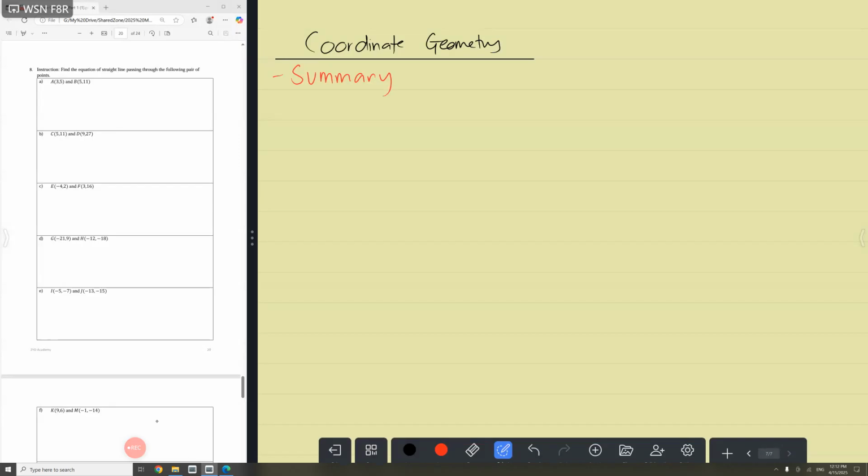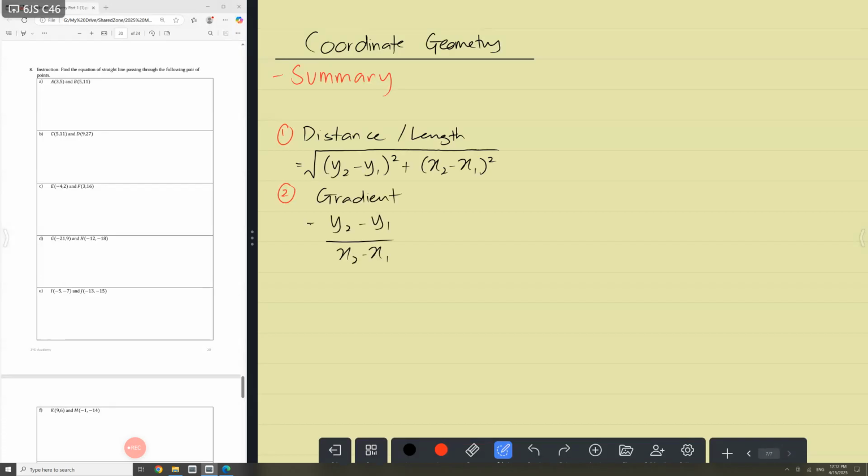The first thing you're introduced to in this chapter is the distance or length between two points, which is given by the formula that you see here: y2 minus y1 squared plus x2 minus x1 squared. As mentioned, you can put x2 minus x1 in front, followed by y2 minus y1 squared at the back. That's no problem because you need to add these two values.